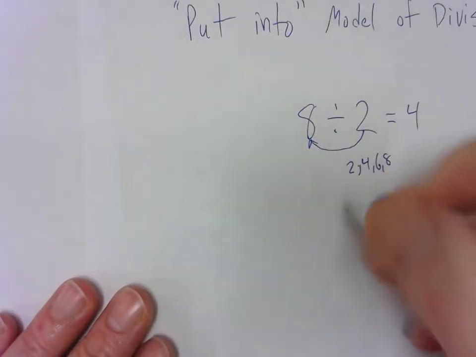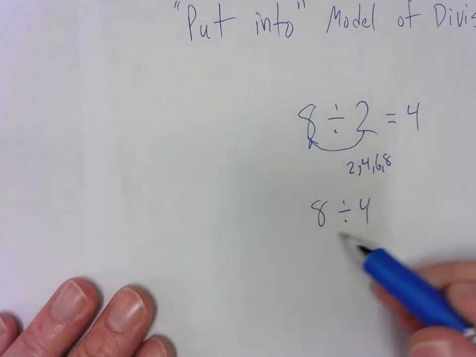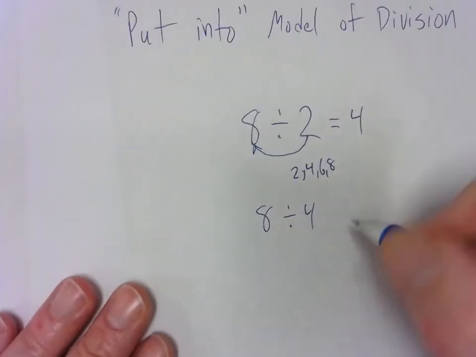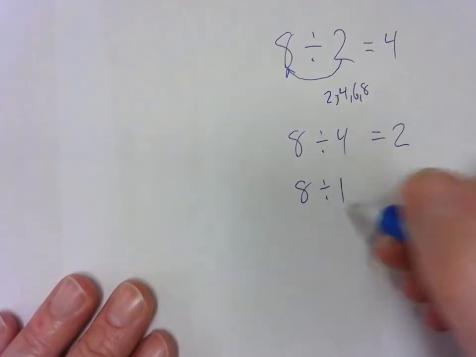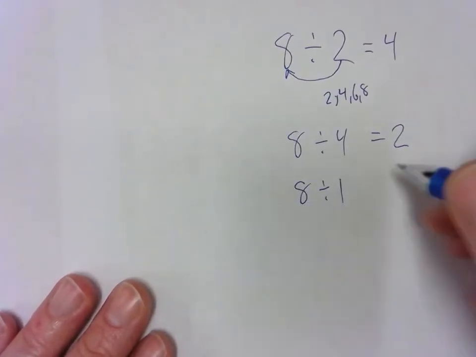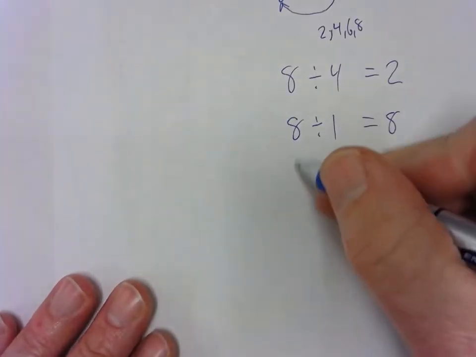So then we can say things like 8 divided by 4. Well, how many 4's fit inside of 8? Well, there are 2 of them. And then we can ask the question, 8 divided by 1. How many 1's live inside of 8? Well, 8 of them. But then this leads to fractions.